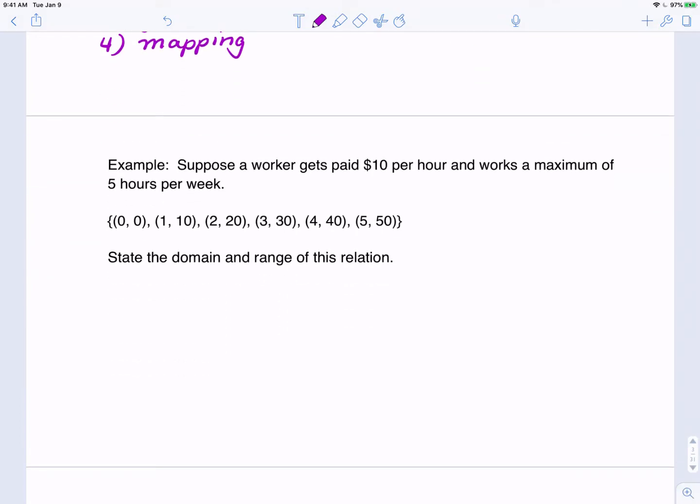So for example, suppose a worker gets paid $10 an hour and works a maximum of 5 hours per week. This set of ordered pairs, (0, 0), (1, 10), (2, 20), (3, 30), (4, 40), and (5, 50), would represent the relationship between the number of hours worked and the amount of the paycheck. Let's state the domain and range of this relation.